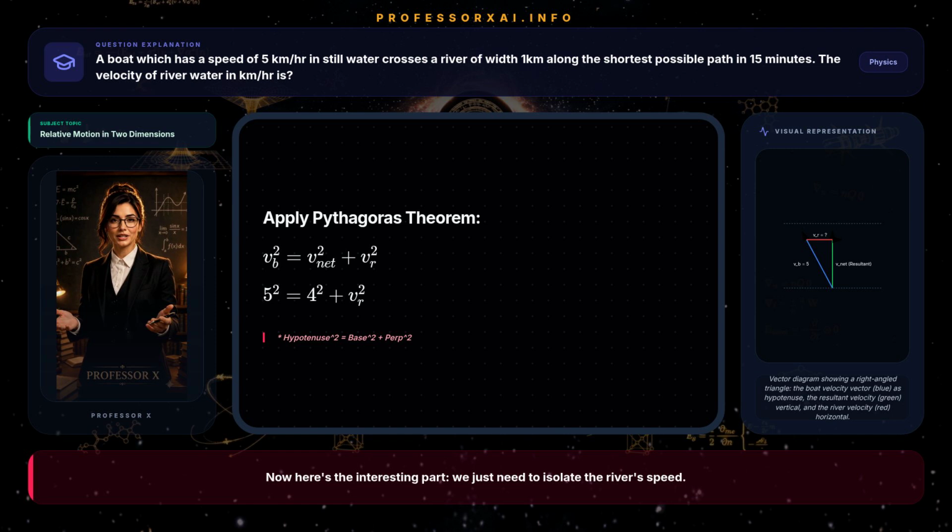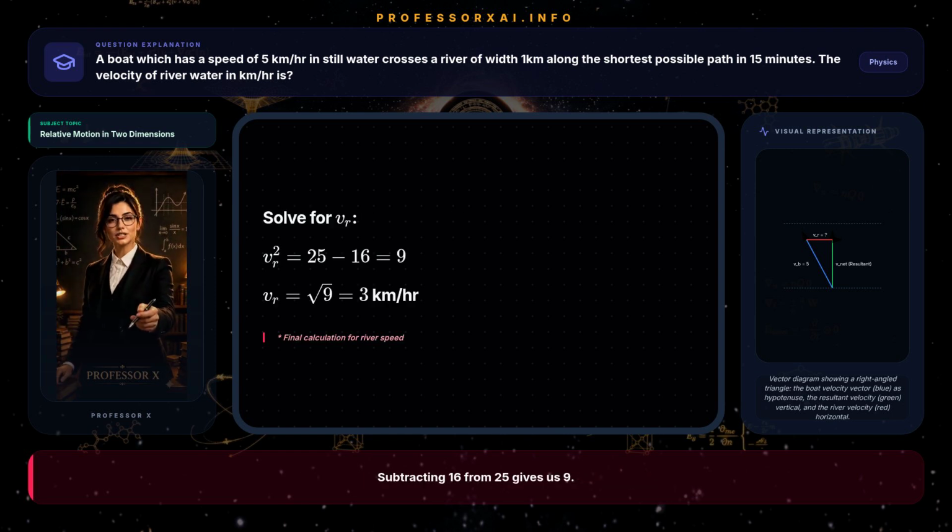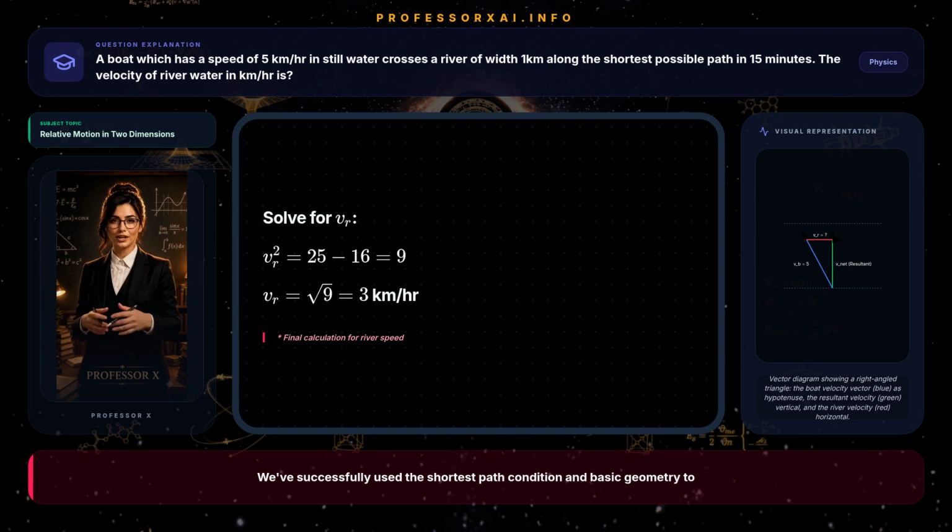Now here's the interesting part. We just need to isolate the river's speed. Subtracting 16 from 25 gives us 9. Taking the square root of 9, we find that the velocity of the river water is exactly 3 km per hour. We've successfully used the shortest path condition and basic geometry to solve for the unknown current.